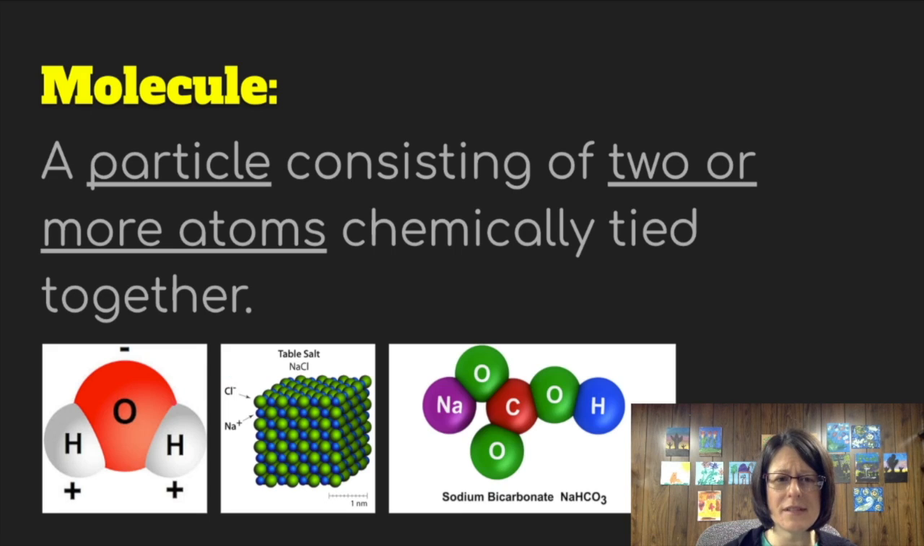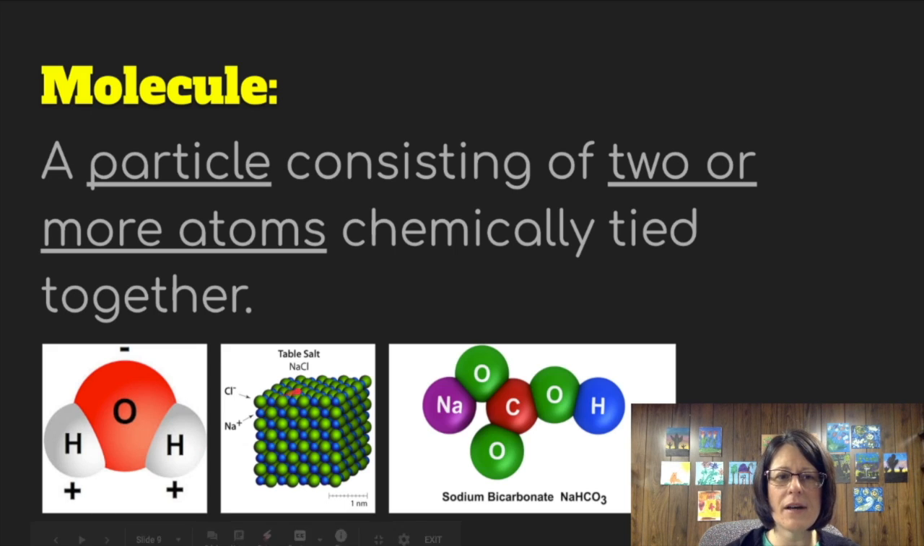So here we see that this is a model. We cannot see molecules. This is a model of a water molecule showing that fixed ratio of how hydrogen and oxygen are chemically tied or bonded together in that fixed proportion to give us an idea of what this might look like if we could actually see it. We cannot see atoms and molecules with our eyes.